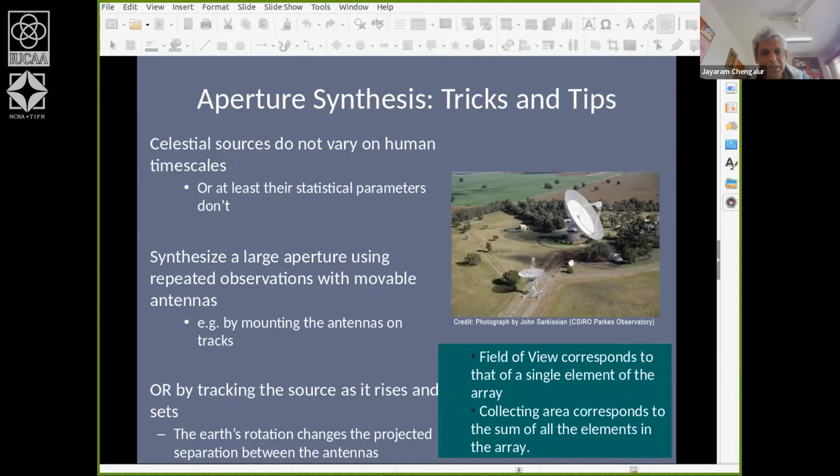I just wanted to remind you of two things: that the field of view of such an instrument will correspond to that of a single element of the array, right? Because we've been seeing that from the start. And the second is that even though I have a high resolution, which corresponds to the largest baseline that I have in my array, the collecting area does not correspond to the largest separation of the array. The collecting area is simply the sum of the collecting area of all the elements in the array, because I'm not picking up any signal from regions where there is no antenna, right? So my resolution has improved dramatically, but my collecting area has not improved proportionately.